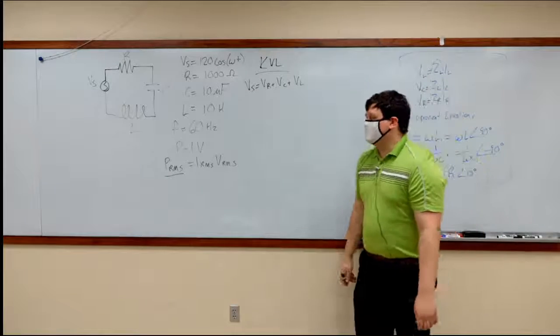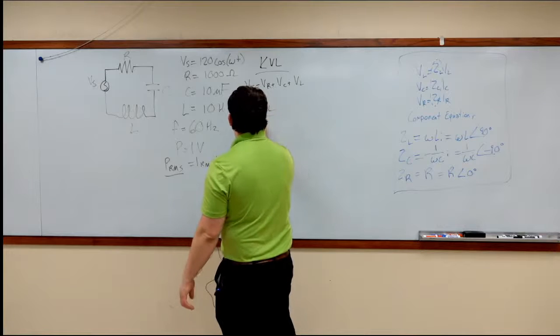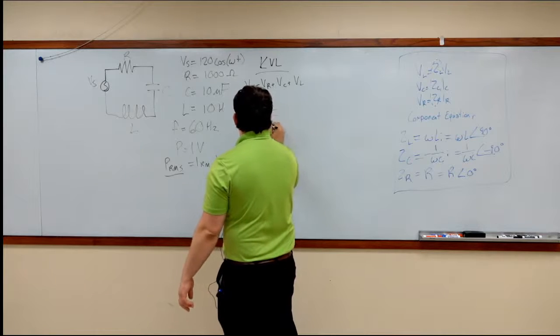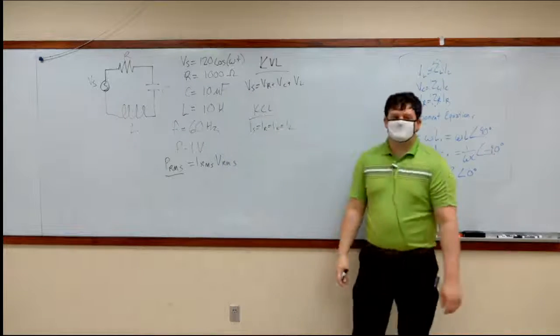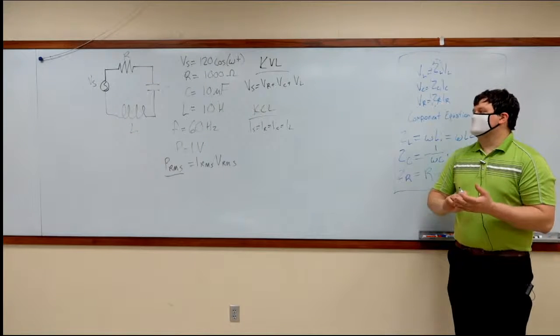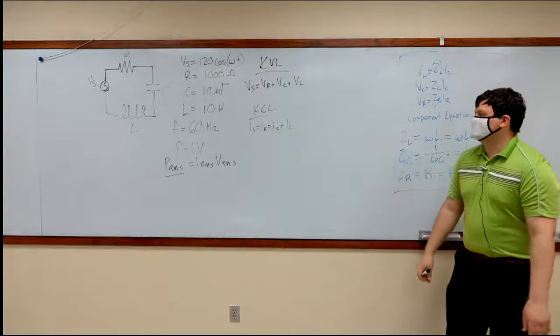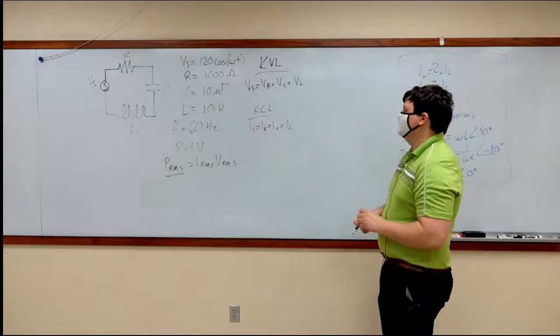Okay, and then if we plug in our KCL equations, all we find is that IS is equal to IR is equal to IC is equal to IL. Because we only have 1 loop, all of the currents have to be the same. Everything in series, current stays the same. Okay, so this is fun.